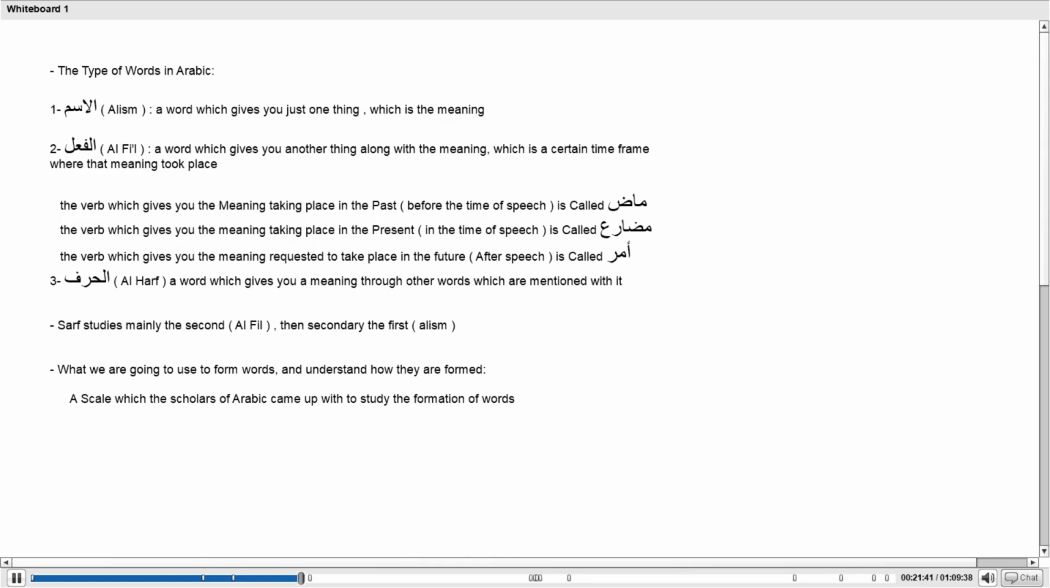Okay? Is this clear? Yeah, because the amr implies a request. And what's going to happen in the future is not for sure, isn't that so? So you say you request it to happen. You don't say it will happen. Is that clear? Because it might happen, inshaAllah ta'ala.